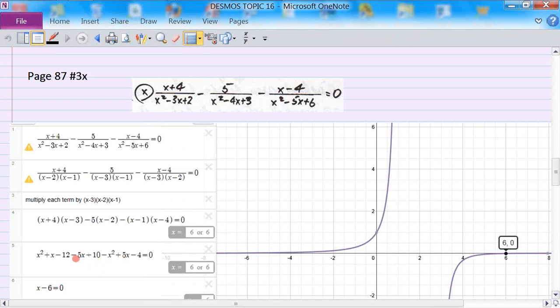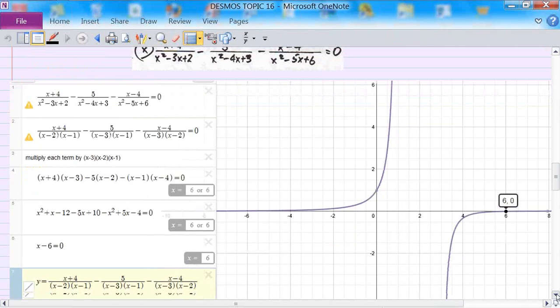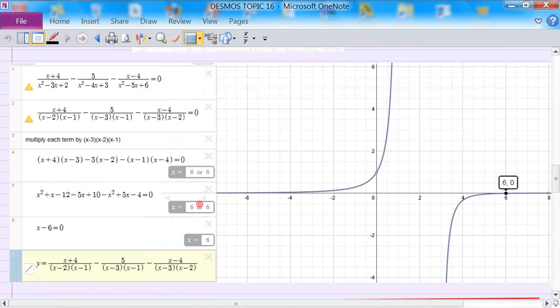So actually the minus 5x and the plus 5x cancel. I'm just left with x. And then minus 10, minus 12 plus 10 is minus 2, and minus 4 gives me minus 6. So x equals 6. Now you don't really probably need to do all this. It's just interesting to show that the answer doesn't vary. So I get an answer of 6.